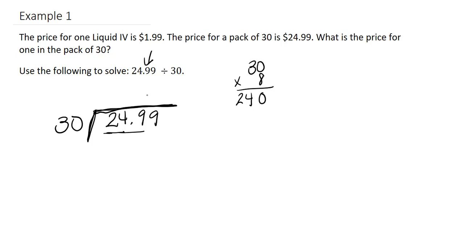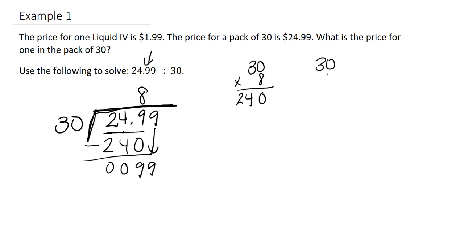Then we can put the 8 above the 9. We put 240 below. We subtract: 9 minus 0 is 9, 4 minus 4 is 0, 2 minus 2 is 0. So we're left with 9. We bring down another 9. Now 30 can go into 99 how many times? Well, 30 times 3, because 3 times 3 is 9. So 3 times 0 is 0, 3 times 3 is 9. So we get really close.